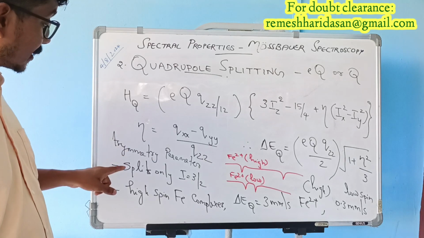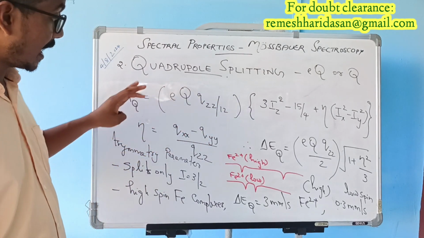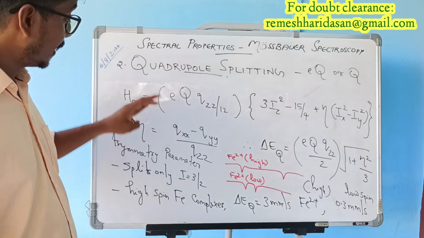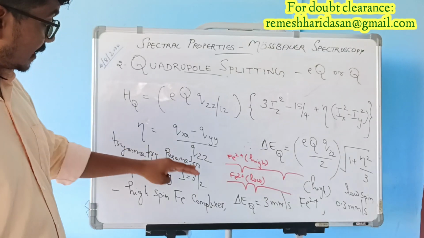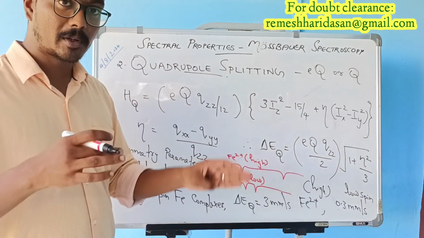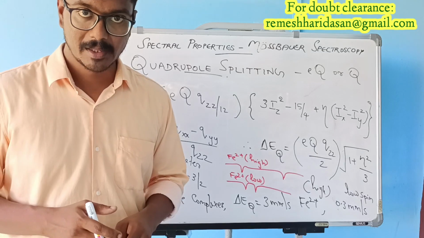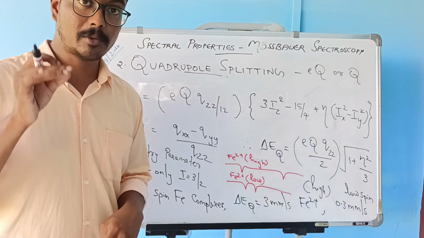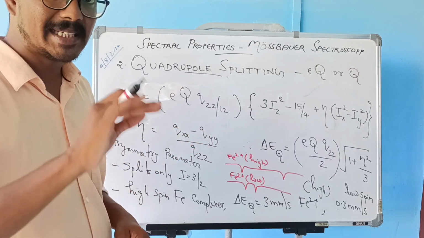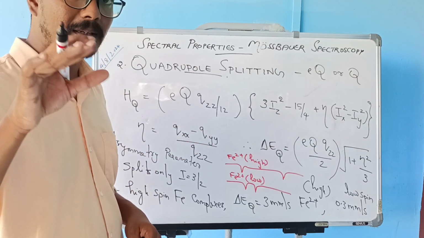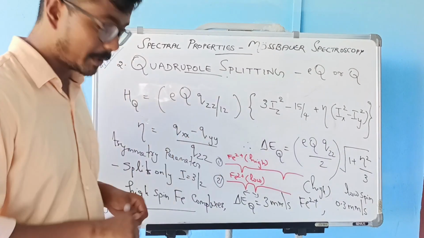So this is the mathematical expression of the quadrupole Hamiltonian operator, and this quadrupole splitting occurs by splitting the energy level of I equal to 3/2 only, because the spin quantum number must be greater than 1/2. So it does not cause any splitting of the ground state level, I equal to 1/2. Let us consider an example.